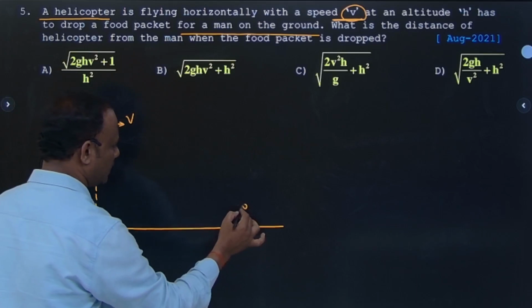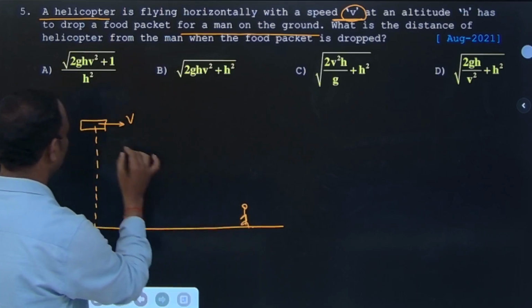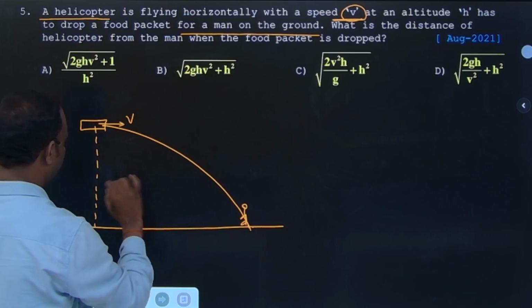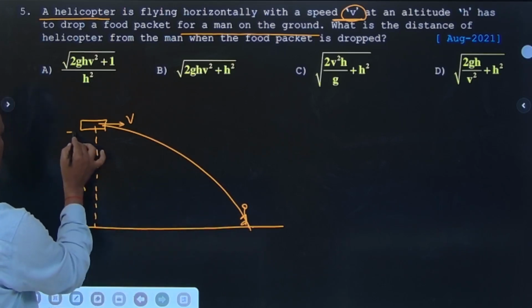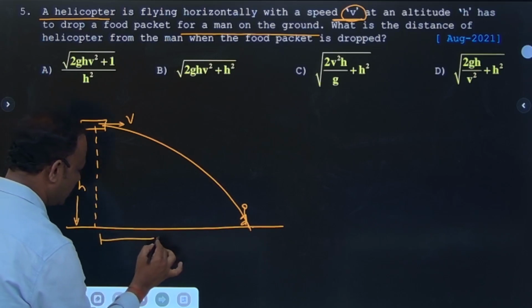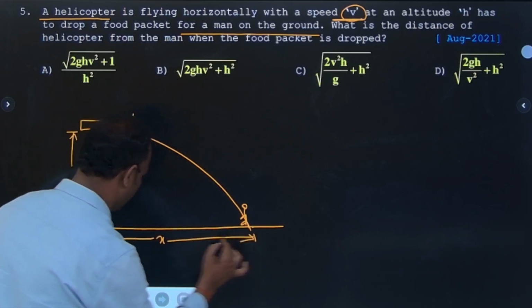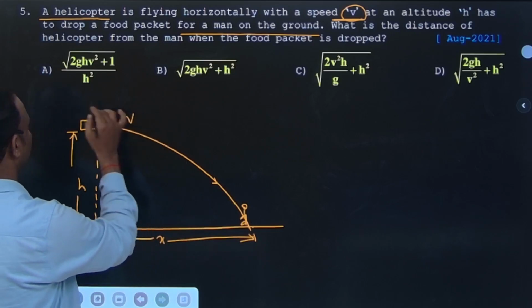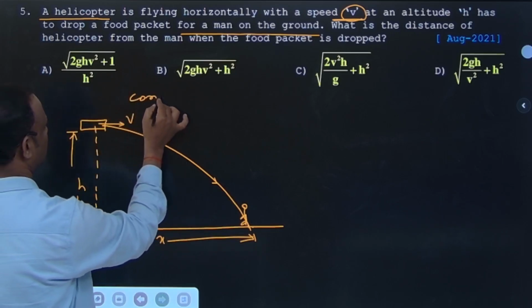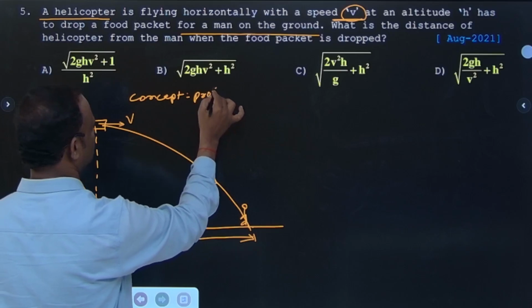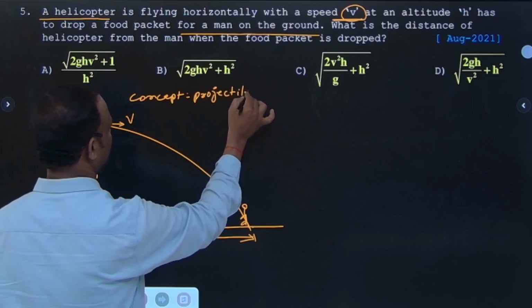Here is the man standing, and the food packet is dropped from here. The food packet reaches here. This height is h, the height. This is a horizontal distance x. Now this is a projectile, and the concept is projectile motion.